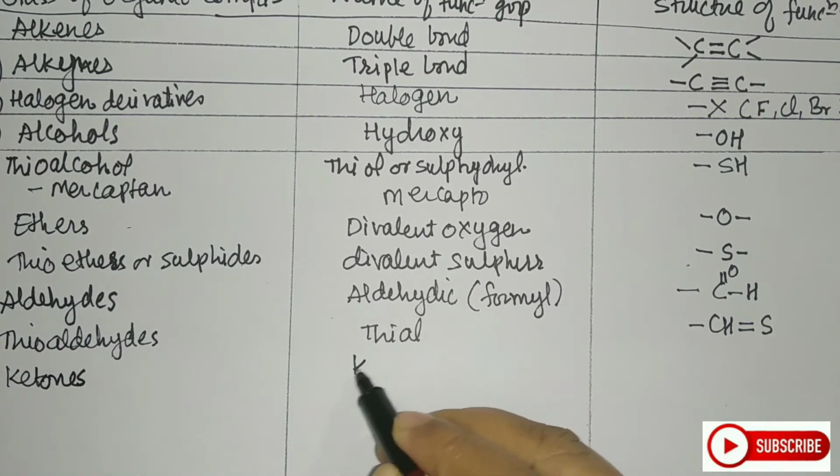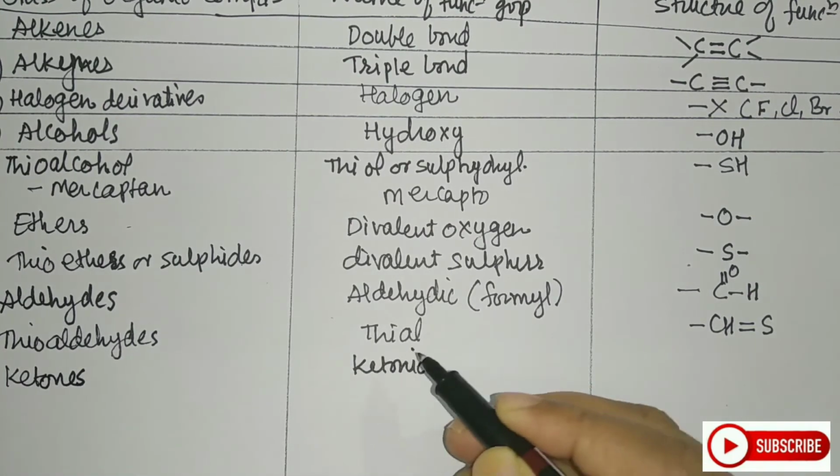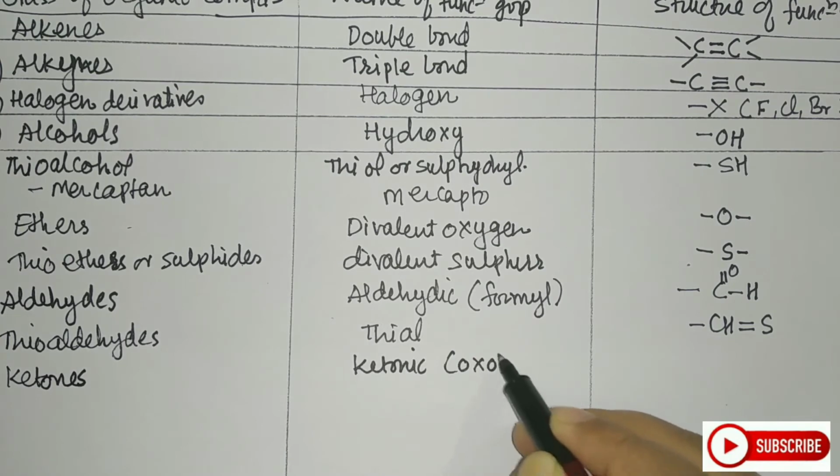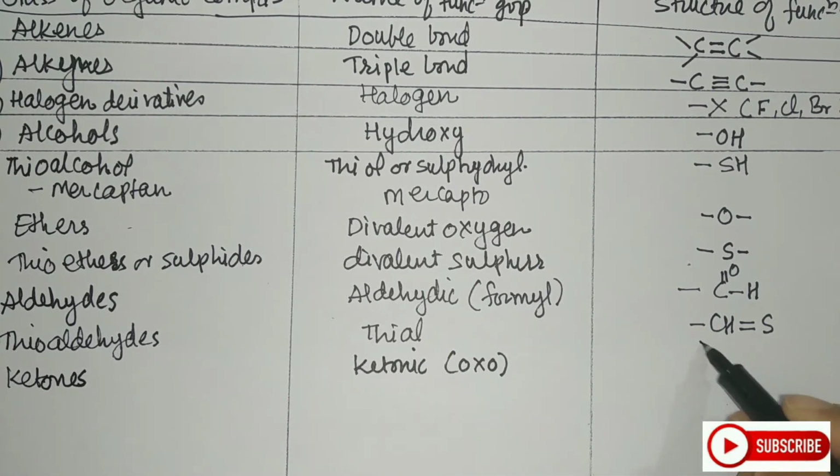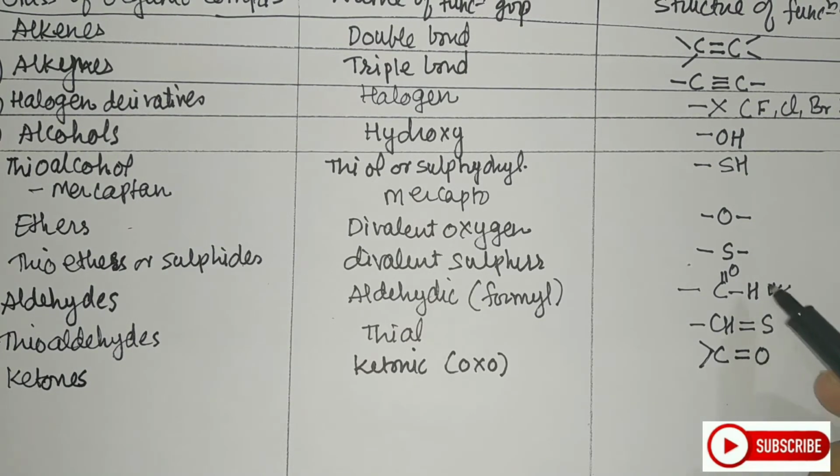This is called the ketonic group, or simply we call it the oxo group. It is represented by C double bond O. See the difference between aldehyde and ketone. In aldehyde you have H and here you don't have H. So this group is always present at the terminal, meaning the end, and this can be present in between the carbon chains. So this is the difference between the two.